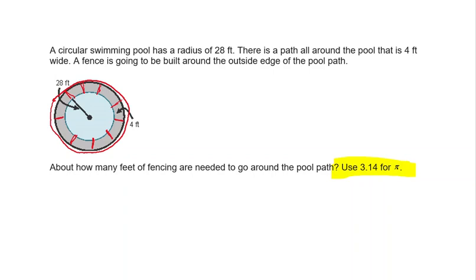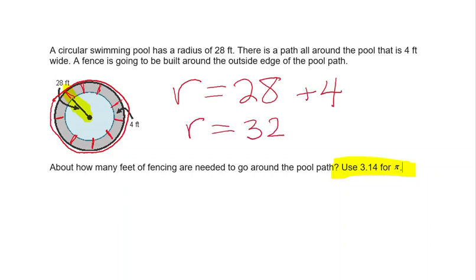So I need to determine either the diameter or the radius. And they told me that the radius of the pool is 28, but because that path is extending it by 4 feet, I'm going to find the radius by adding 28 plus 4. So here the radius is 32 feet. The radius of the pool plus the width of that path.